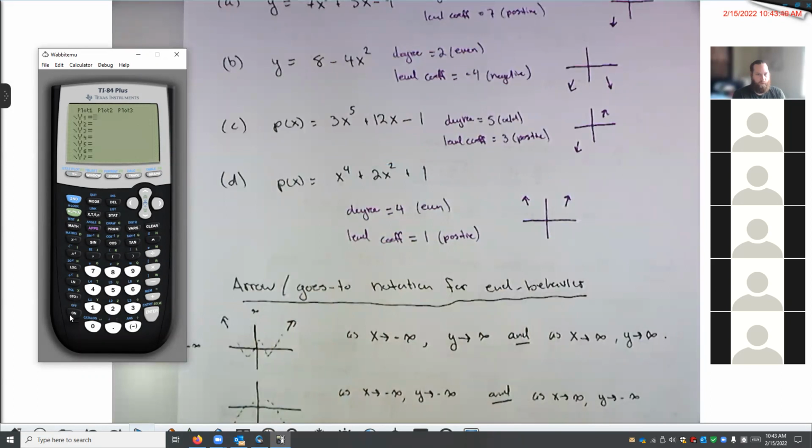So first I turn on my calculator, I hit y equals, and I'm going to type this guy in. I type that as x raised to the power of 4. And then I get down out of that power if you're using an 83, remember powers in parentheses, plus 2x raised to the 2, down out of the power, plus 1.